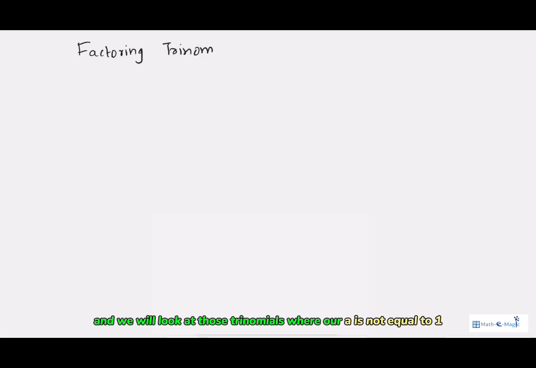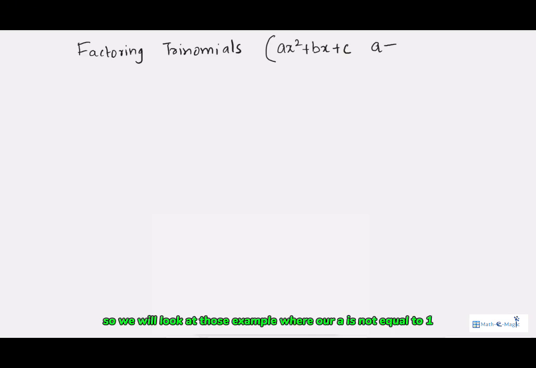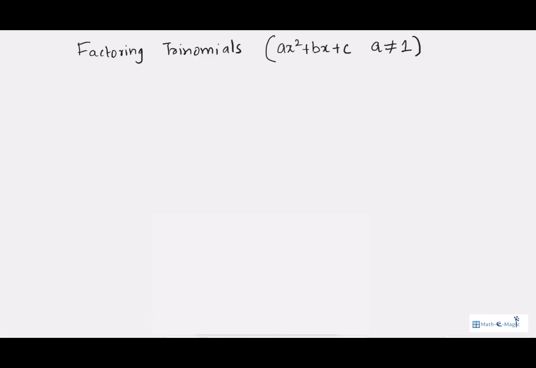So in this video, let us see factoring trinomials, and we will look at those trinomials where our a is not equal to 1. What I mean by that is, if we have the standard form of our trinomial ax squared plus bx plus c, we will look at those examples where our a is not equal to 1. It is anything other than 1. We have already seen how to solve when a is equal to 1. If you want to have a look at those videos, please check the link below.